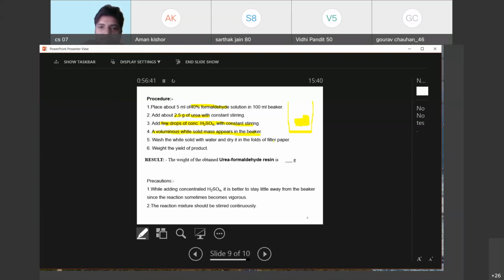Okay. So once you see you have a solid in the beaker, you have to take out that solid. That solid will be white in color. You have to take out that solid, wash with water several times, and dry that solid by using rough filter paper.